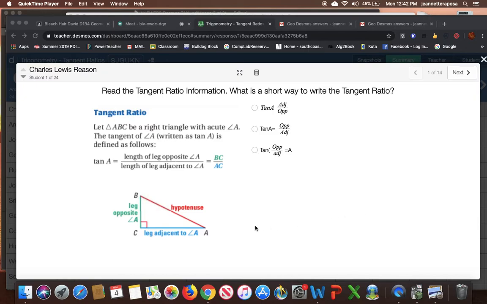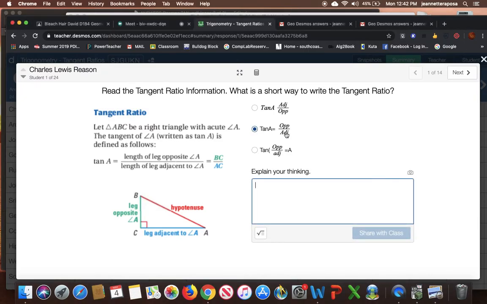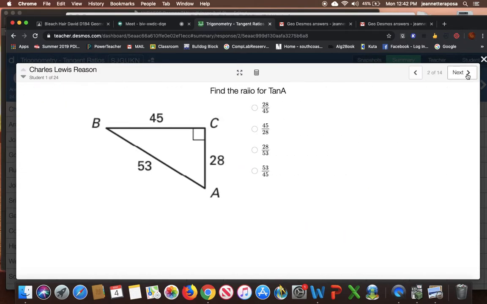So remember that tangent is the ratio that's opposite over adjacent. So you should have this checked off for the very first problem. Tangent of angle A is the opposite leg over the adjacent leg. Okay, let's go on to the next one.